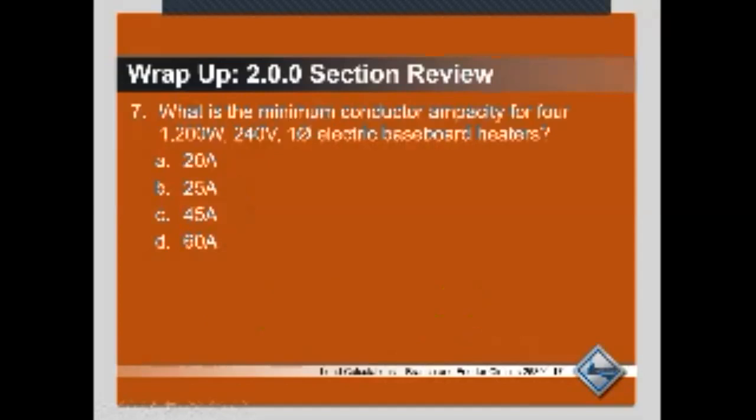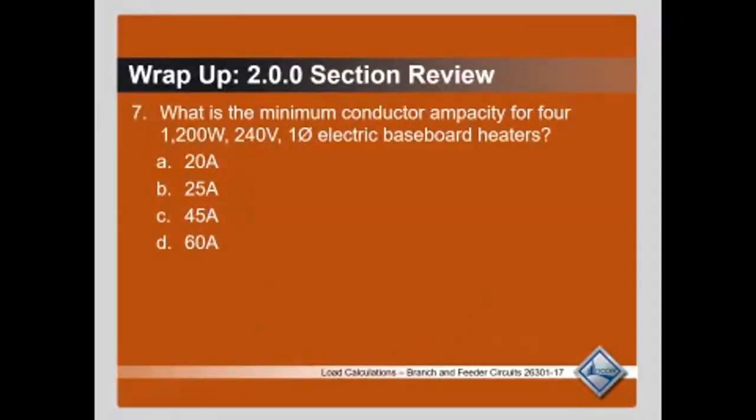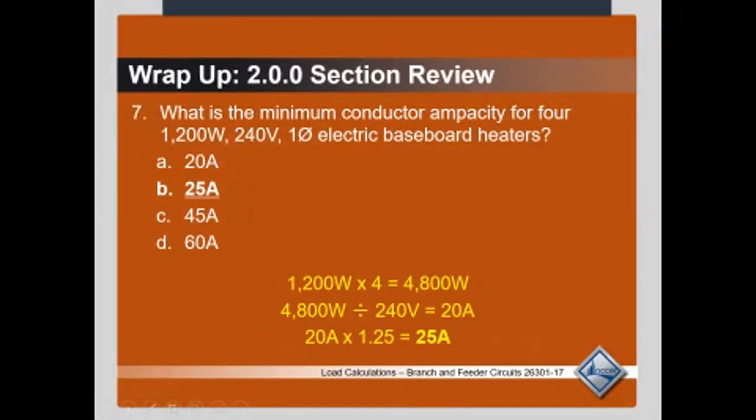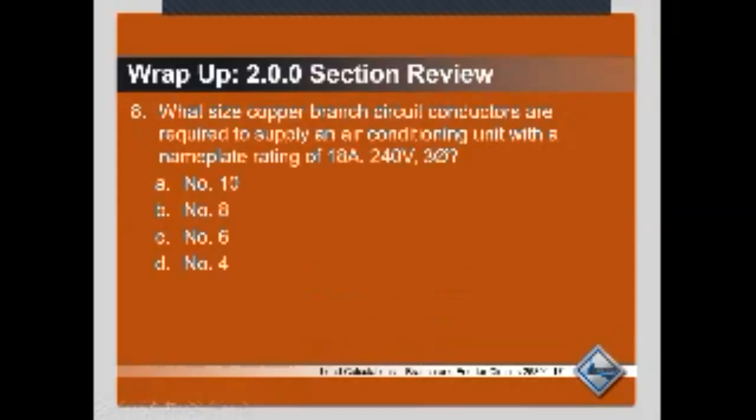What is the minimum conductor ampacity for 1,200 watt, 240 volt baseboard heaters? Minimum conductor ampacity says 25 amps. So we do 1,200 times 4, 4,800 divided by 240 equals 20. 20 times 125% equals 25 amps. So if you haven't figured out, we have to do continuous load on almost every one of these.